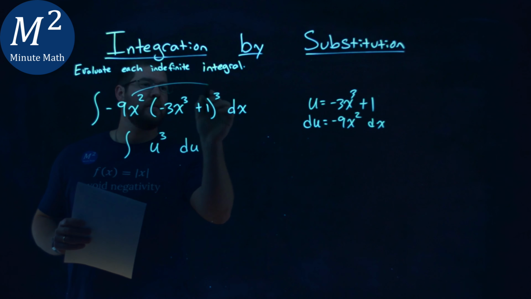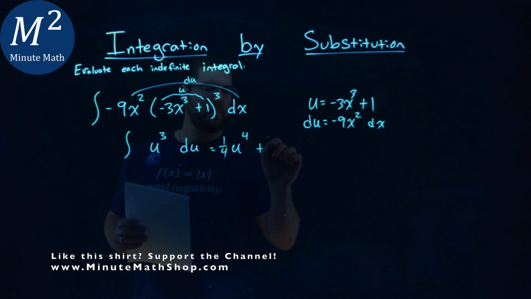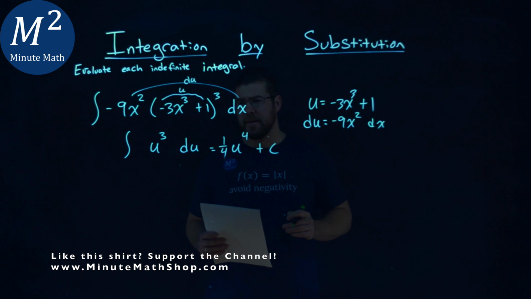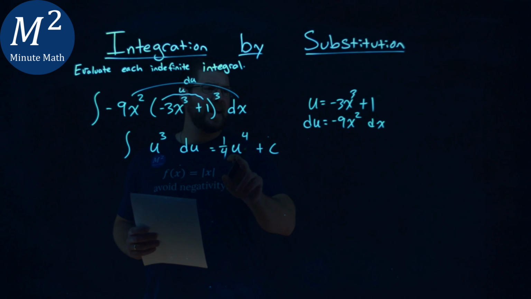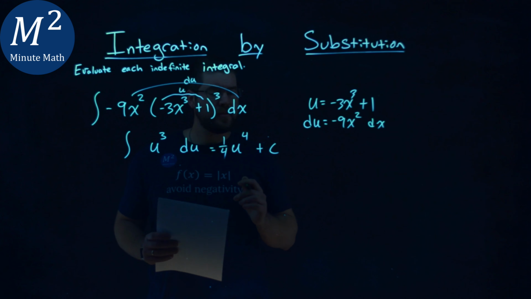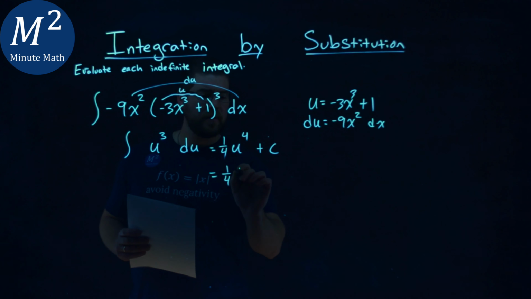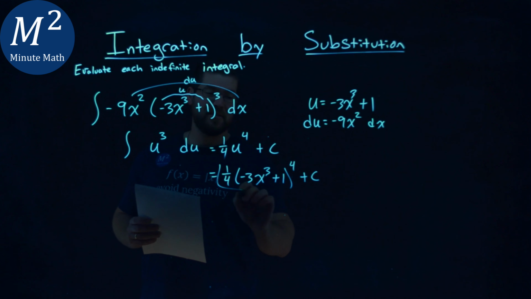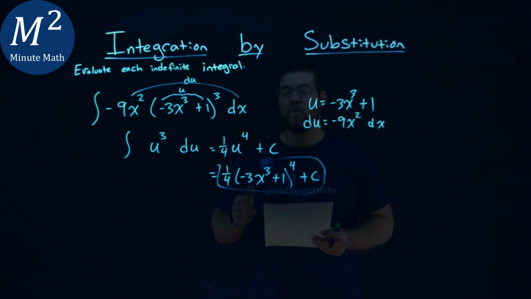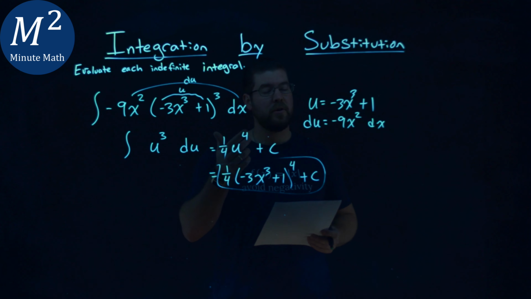Now this is a much easier integral to solve. Power rule says we have u to the 4th power, put a 1/4 out front, and then we have a plus c going on right there. Now we can plug back in u to be negative 3x to the 3rd plus 1. 1/4 here, negative 3x to the 3rd plus 1 to the 4th power plus c, and in my book, you're done. So the integral here is a 1/4 times negative 3x to the 3rd plus 1 to the 4th power plus c.